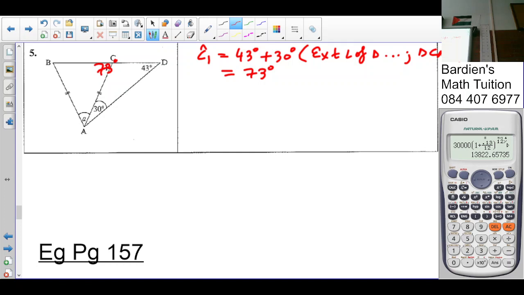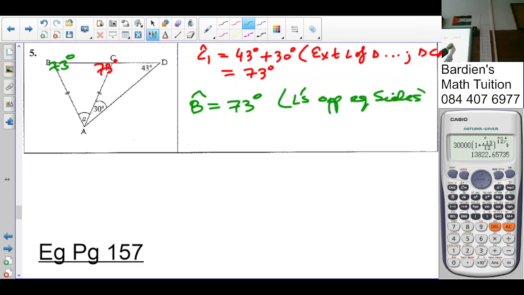Why? Angles opposite equal sides. So B is equal to 73 degrees. Angles opposite equal sides. So, have we done the job? No.